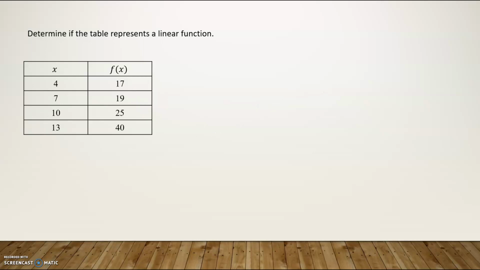Okay, now let's look at this one. From 4 to 7, that's an increase of 3. From 7 to 10, that's an increase of 3. From 10 to 13, that's also an increase of 3. Now from 17 to 19, that's an increase of 2. From 19 to 25, that's an increase of 6. And then from 25 to 40, that's an increase of 15.